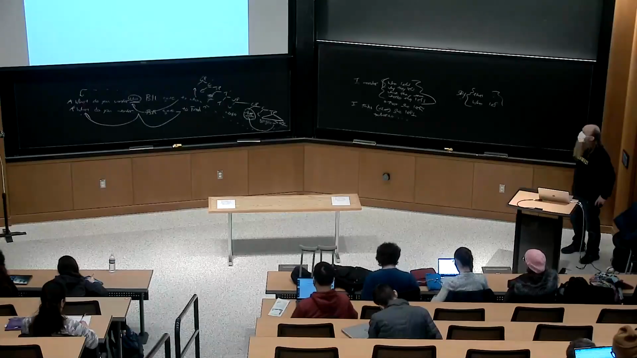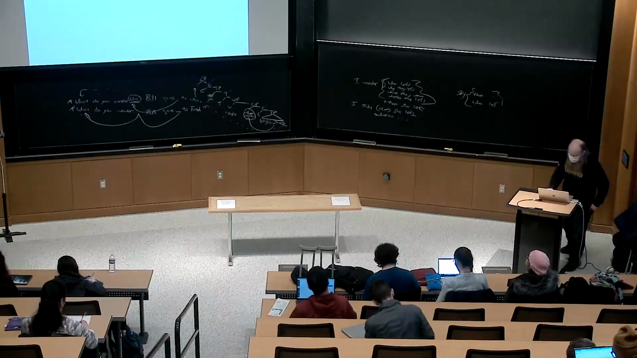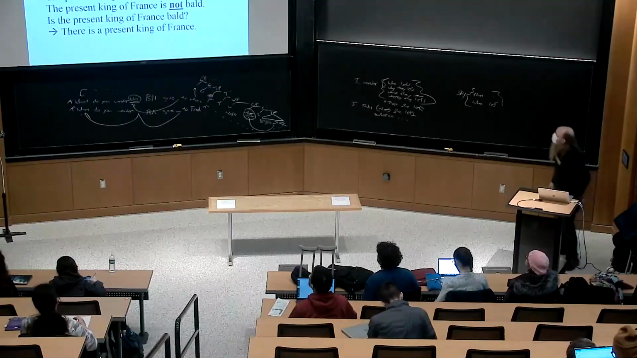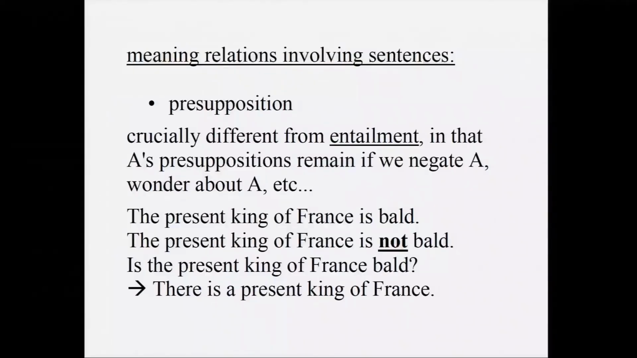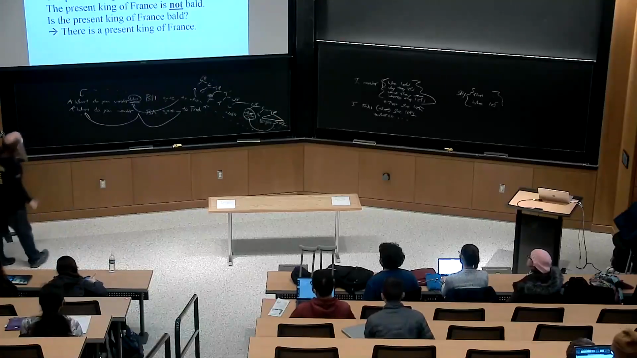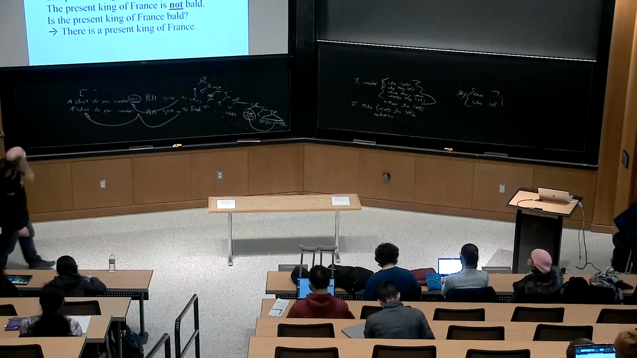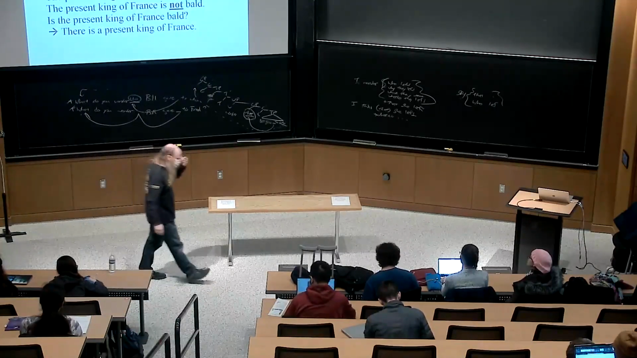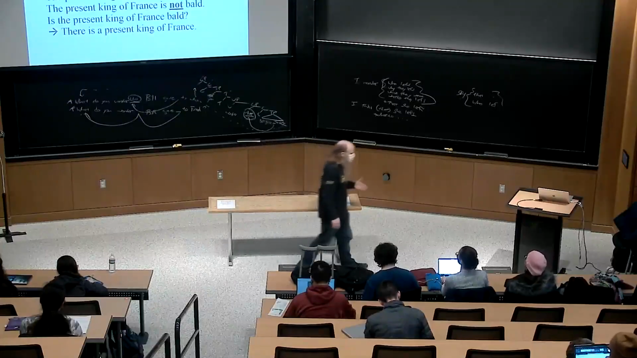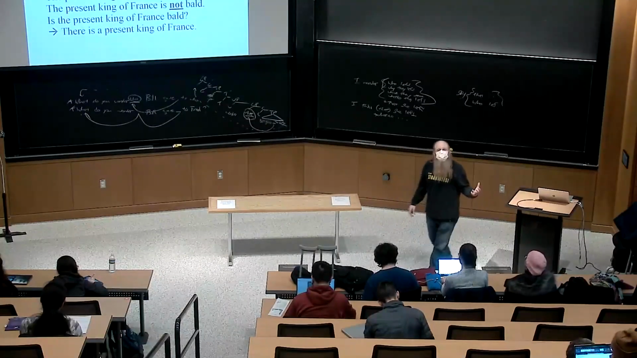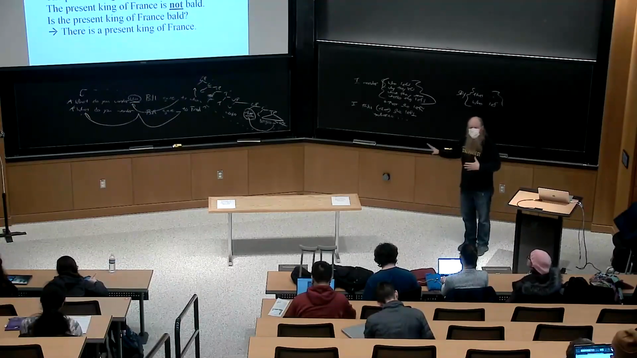So this is different from entailment in ways that I illustrate on the next slides. Crucially different from entailment. If I say the present king of France is bald, or if I say the present king of France is not bald, or if I ask you, is the present king of France bald? All of those have this relation of presupposition to there is a present king of France. For either of the first two to be true, there has to be a present king of France.